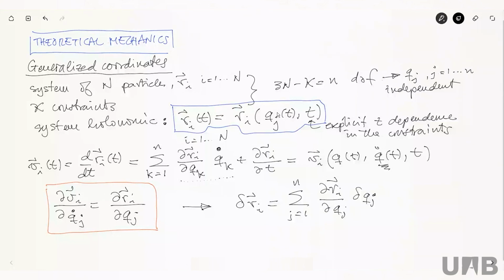Now, what is it that I want to do with this virtual displacement? I want to compute the sum from i equals 1 up to n of Fi times delta Ri, because that's one of the terms in D'Alembert's principle. So that's easy. That's nothing but the sum from i equals 1 up to n of Fi and the virtual displacement that I just computed.